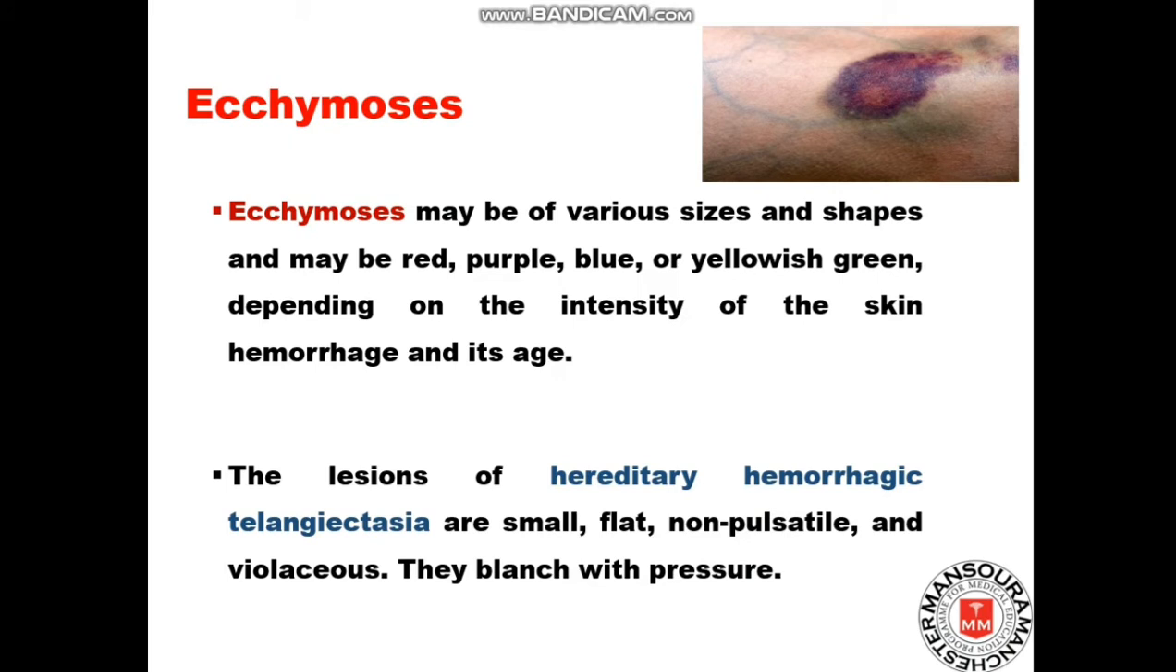Ecchymosis may be of various sizes and shapes and may be red, purple, blue, or yellowish as seen in this figure, depending on the intensity of the skin hemorrhage and its edges. The lesions of hereditary hemorrhagic telangiectasia, one of the benign hematological diseases, are small, flat, non-pulsatile, and violaceous. They blanch with pressure.